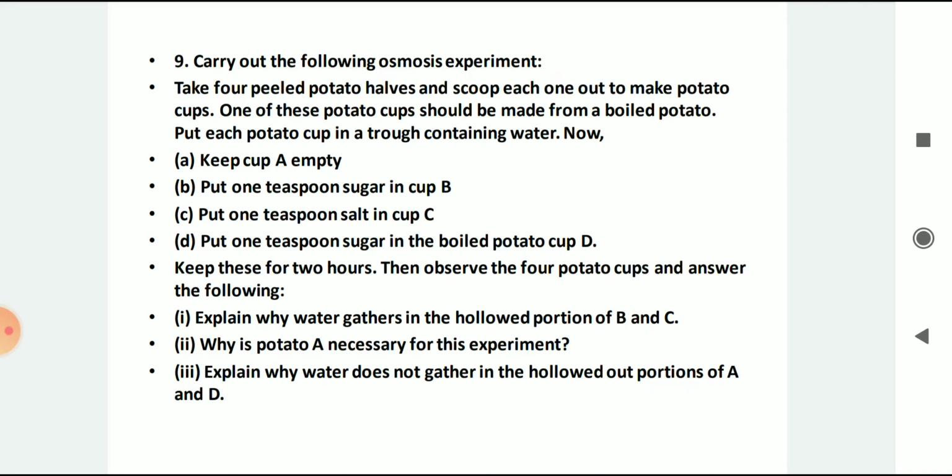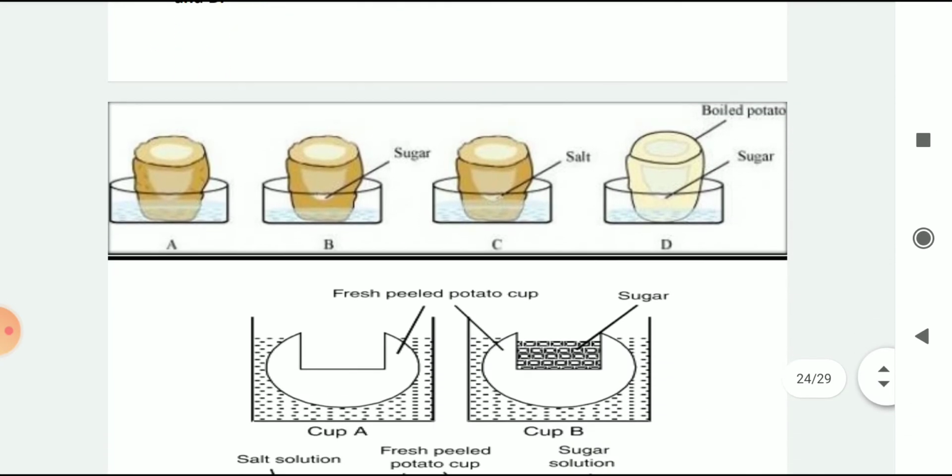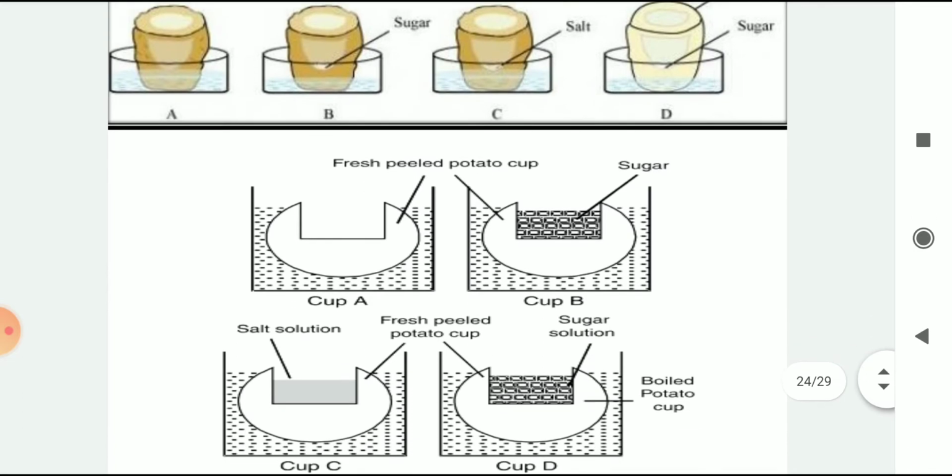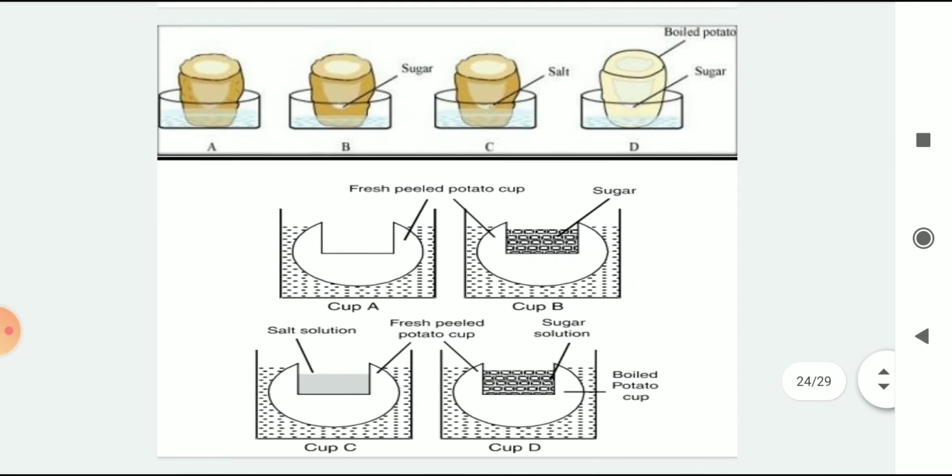You have to take 4 peeled potato halves and scoop each one out to make the potato cups. One of these potato cups should be made from a boiled potato, and put each potato cup in a trough containing water. So how you have to do? You can understand this with this diagram. आपको 4 पोटैटो के हाफ्स लेने, मतलब ऐसे एक पोटैटो के बीच से काटे तो 2 हाफ्स हुए ना, उस तरह से ऐसे 4 पार्ट लेने हैं.